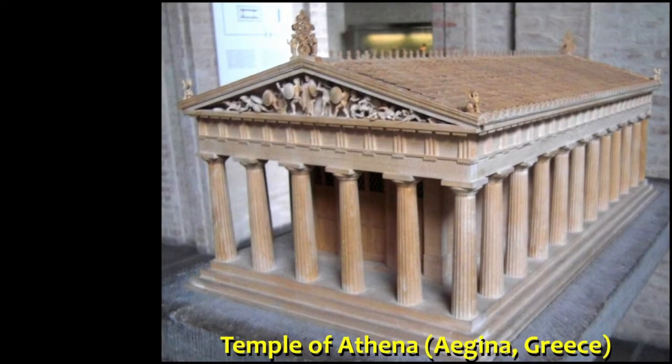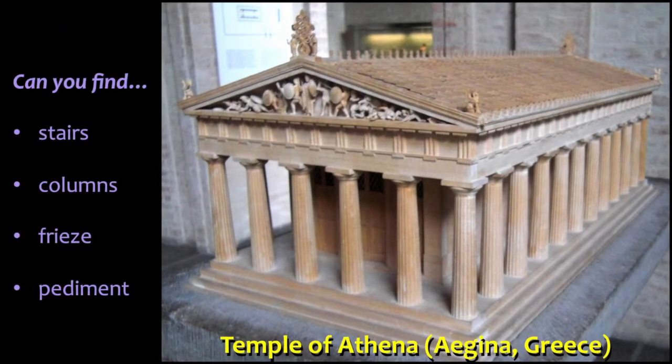Those are the most common elements of buildings and architecture in ancient Greece and Rome. Let's finish by taking a look at this model of the Temple of Aegina. Can you spot the stairs, columns, frieze, and pediment that we just talked about?